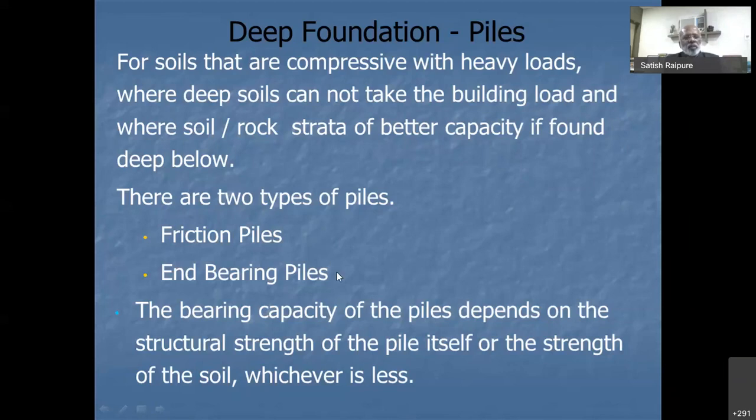End bearing piles have to go into the rock. If the rock is available at say 8 meter, 10 meter or 15 meter or 17 meter deep, then the pile must end in the rock, and it should have a socket length of at least 2 times its diameter. The bearing capacity of piles depends on the structural strength of the pile itself or the strength of the soil, whichever is less.